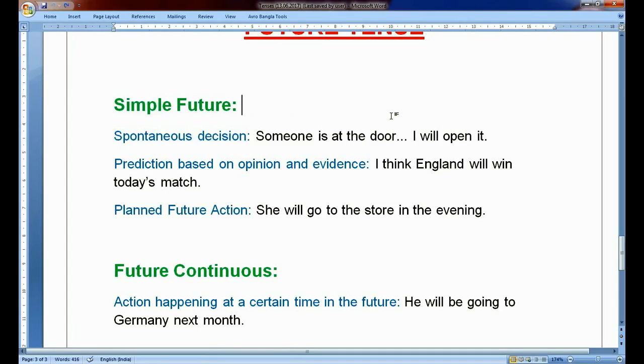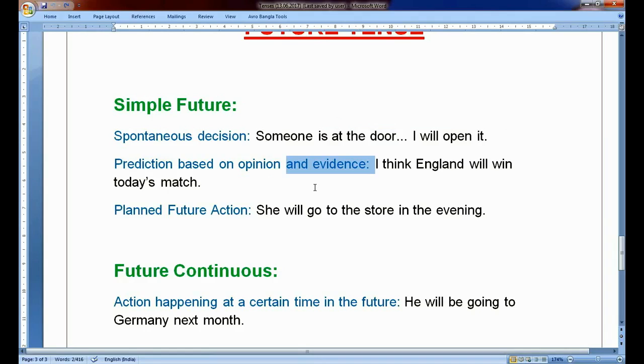Example, someone is at the door, I will open it, which means that somebody knocked on the door and on the spot you decided, okay, I will open it, nobody else has to do it. Secondly, prediction based on opinion and evidence, which means that you have a certain set of circumstances and based on that you give an opinion.